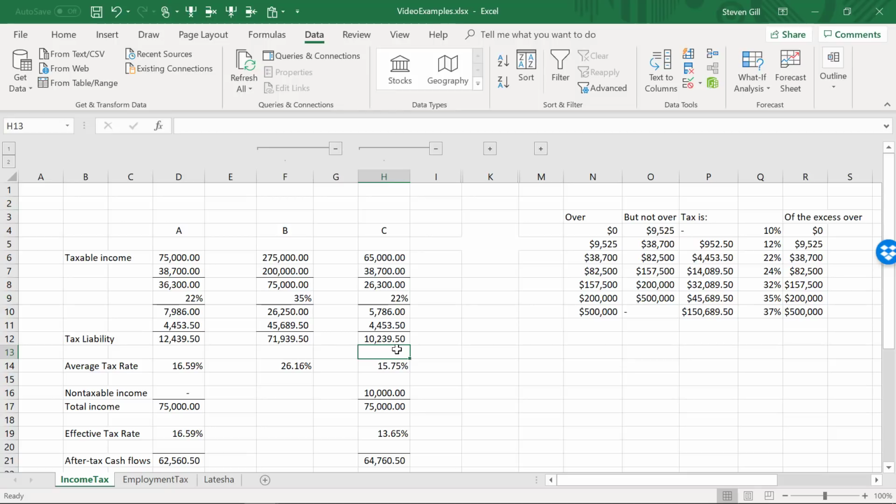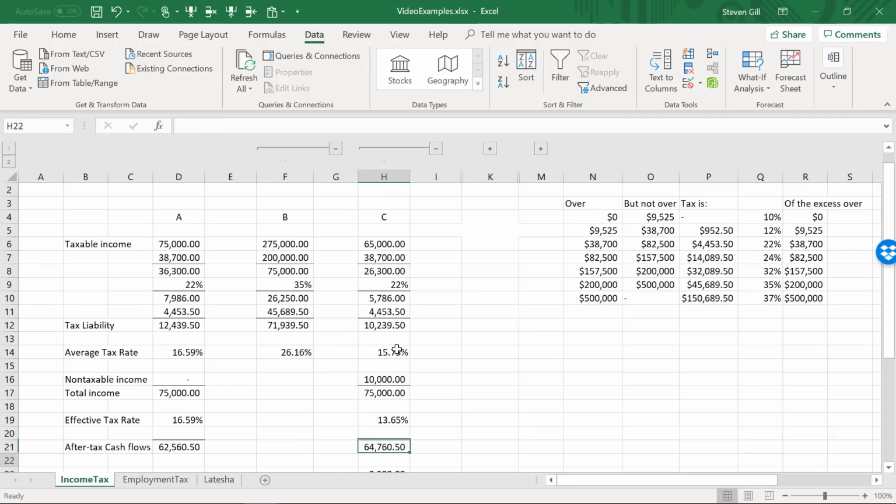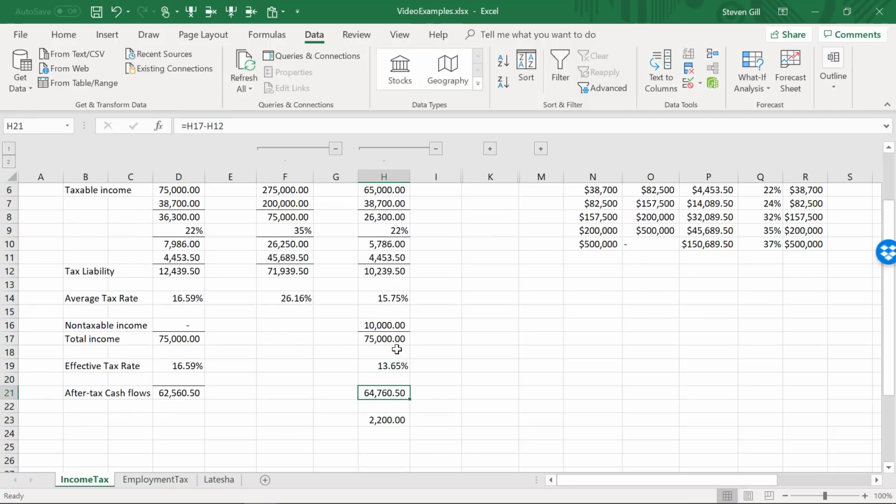In some instances, the comparison of the effective tax rate or even average tax rate doesn't completely capture what we're after. We should note that when we're doing tax planning, the ultimate goal is maximization of after-tax cash flows. And you can see that when I compare Patrick's, his after-tax cash flow is $64,760, whereas SpongeBob's is only $62,560, for a difference of $2,200. Where does that $2,200 come from? Well, primarily that Patrick receives $10,000 on which he pays 0% tax.